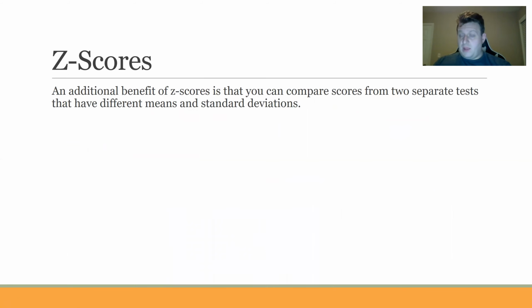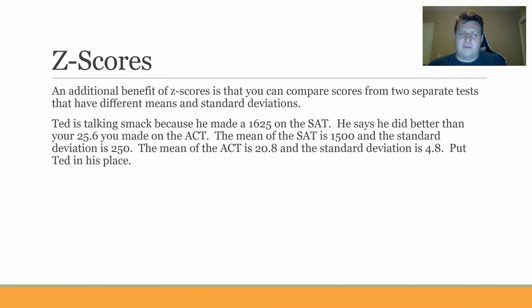So, an additional benefit of using z-scores is that we can make comparisons of different tests. So suppose you and your buddy took an entrance exam to get into college. Maybe you took the ACT and your buddy took the SAT. So I've got Ted, and Ted's a bit of an a-hole. And Ted scored a 1,625 on the SAT.